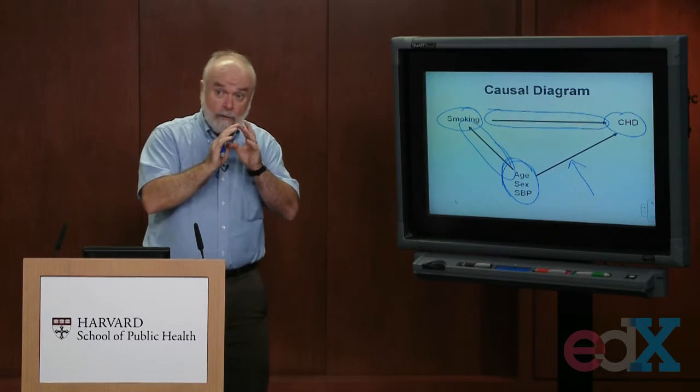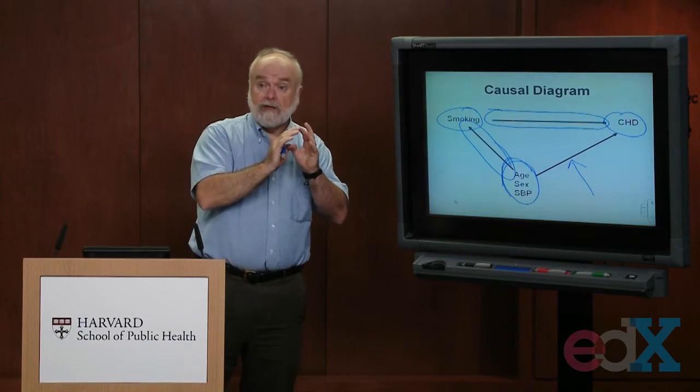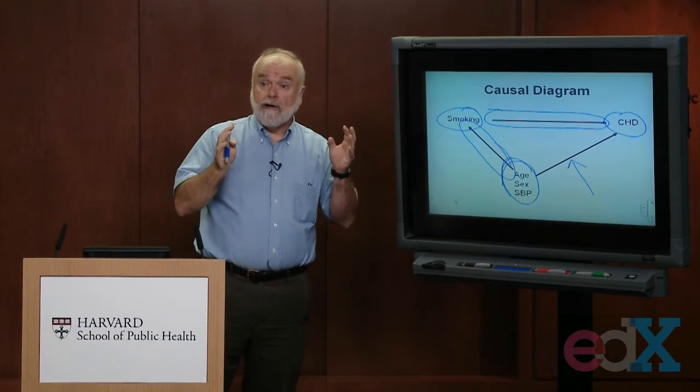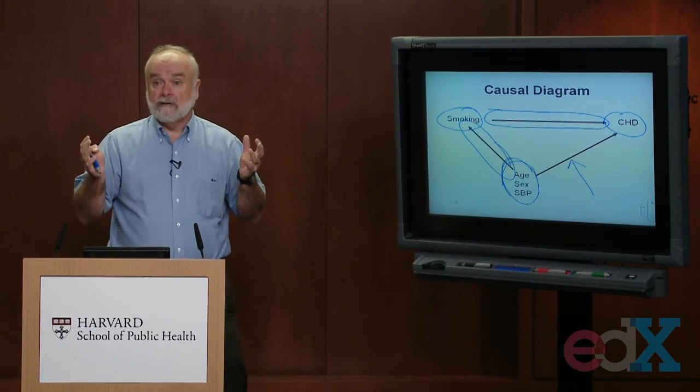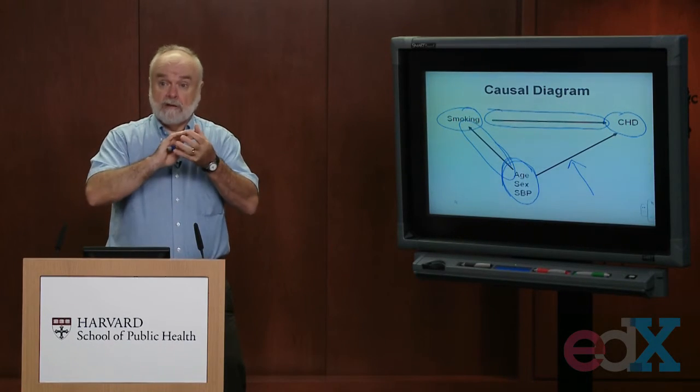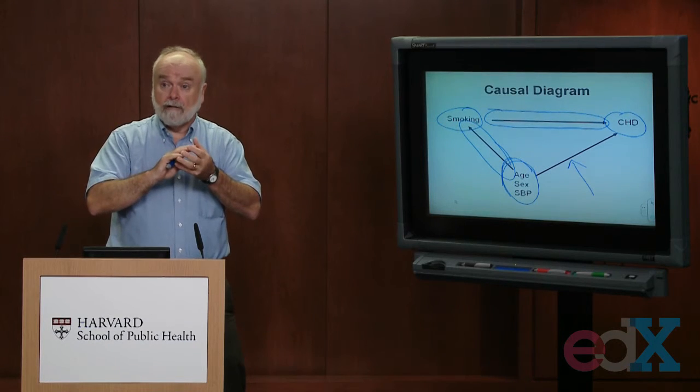But for the time being, we have to be sensitive to the fact that in cohort studies, confounding is a plausible explanation for the reason we see an association between a risk factor and an outcome.